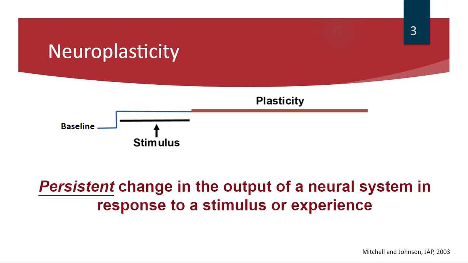Now, these changes that occur as a direct result of the stimulus could be anatomical. You could have new neural connections being formed as a result of the stimulus. They could be functional, where existing neural connections are being strengthened. But regardless, there is a change that occurs as a direct result of that stimulus that produces a change in output.